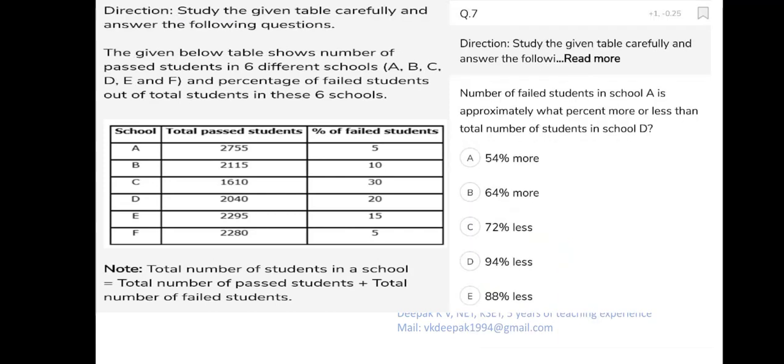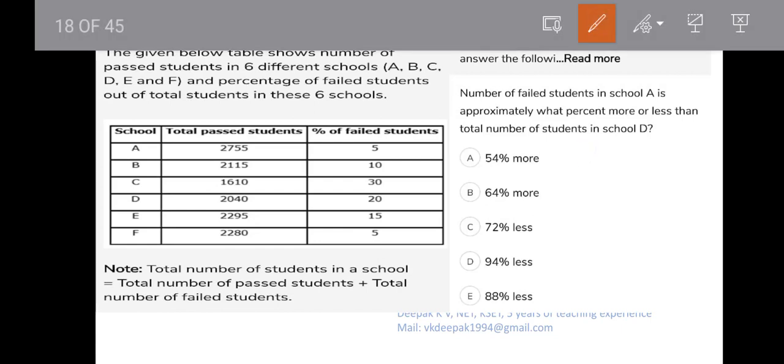So the next question is on the same table. Number of the failed students in school A is approximately what percent more or less than total number of the students in the school B. In competitive examination questions, they used to confuse you by giving this type of expression, more or less than. The simple trick to check whether it is more or less: it is a failed number of students and this is the total number of the students. Obviously the failed number of any school will not be more than any school's total number, correct?